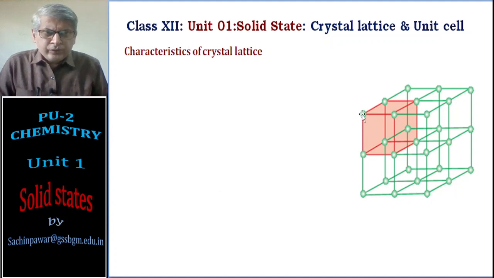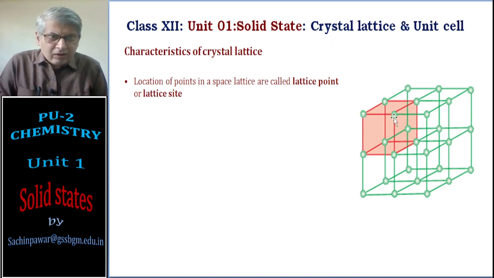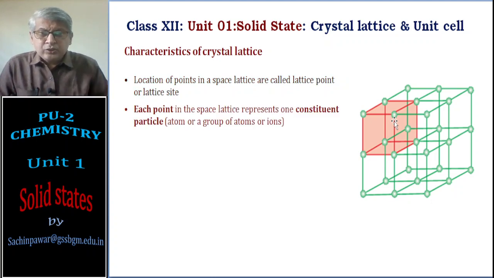I have already told you these dots, these spheres, are actually the particles. These spheres, these dots, are referred to as lattice points or lattice sites. Lattice points or lattice sites means those points where the actual particle exists. Those lattice points are actually the constituent particles, that is atom, ion or group, present there, and that point represents the particle.